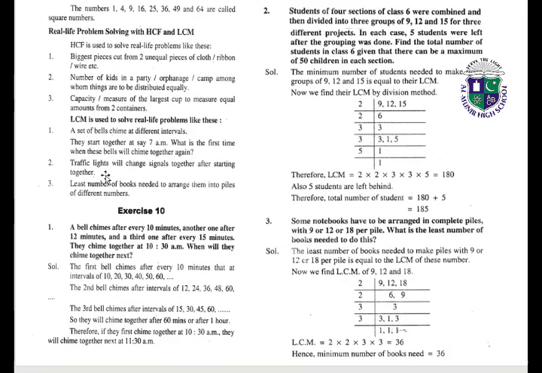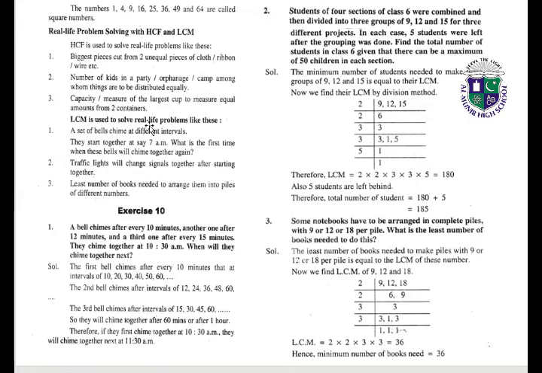HCF and LCM. HCF is used to solve real life problems like these: biggest pieces cut from two unequal pieces of cloth, ribbon, wire, etc. Number of kids in a party or orphan camp among whom things are to be distributed equally. Capacity measure: the largest cup to measure equal amounts from two contents.